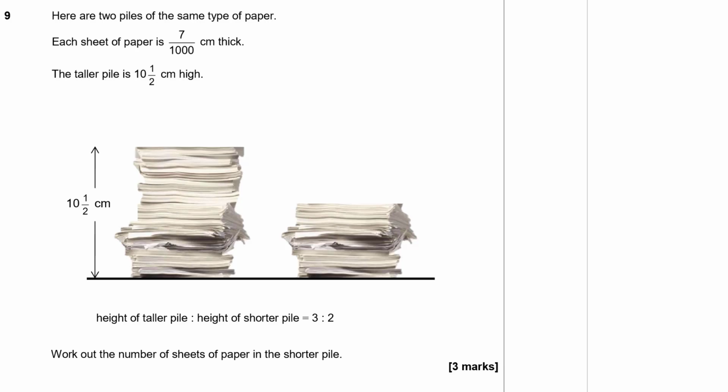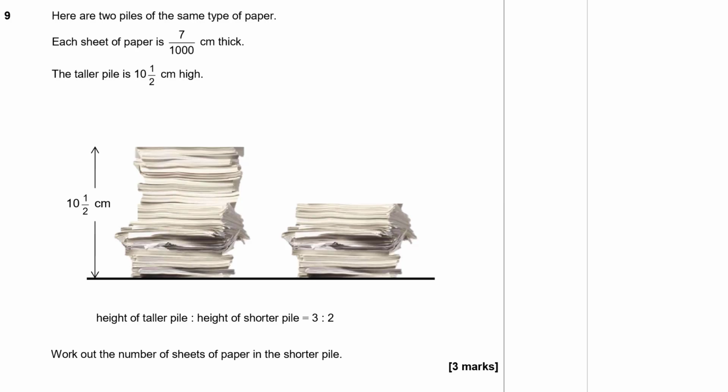So we've been given quite a bit of information here, and we have to work out a plan, I suppose, the order that we're going to use these bits of information to get from question through to answer. Okay, so I'm going to use the ratio first to work out the height of the shorter pile, and then I'm going to use the thickness of the paper to work out how many sheets of paper are in it.